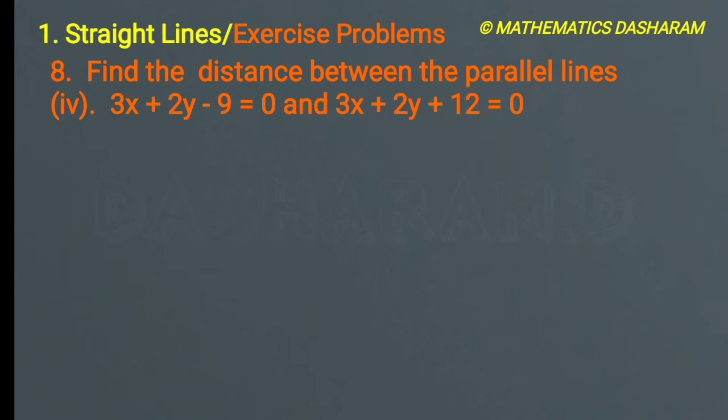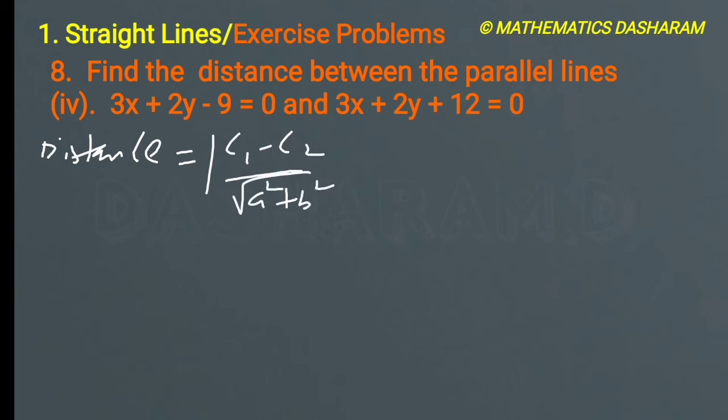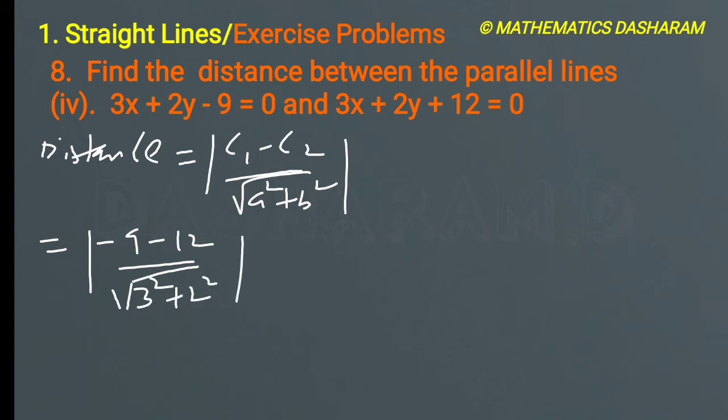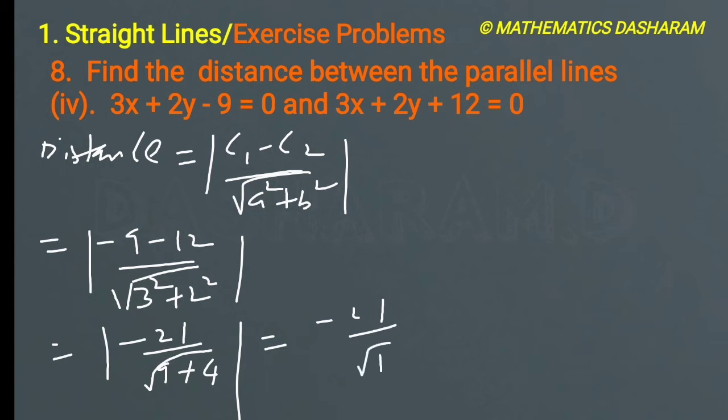Next, fourth problem: 3x plus 2y minus 9 equals 0 and 3x plus 2y plus 12 equals 0. So for the distance between the parallel lines, the formula is mod C1 minus C2 divided by under root a square plus b square. So C1 is minus 9 and C2 is 12, under root a square 3 square and 2 square. So minus 9 minus 12 is minus 21, divided by 3 square 9, 2 square is 4. So minus 21 divided by root 13. So next, 21 by root 13 is the answer.